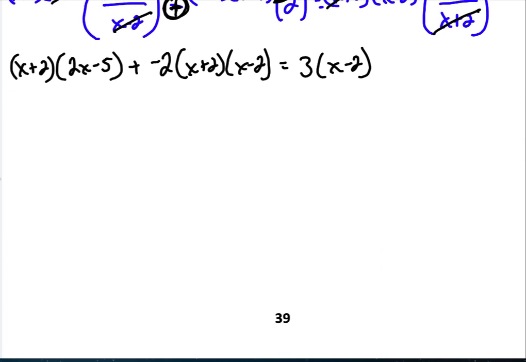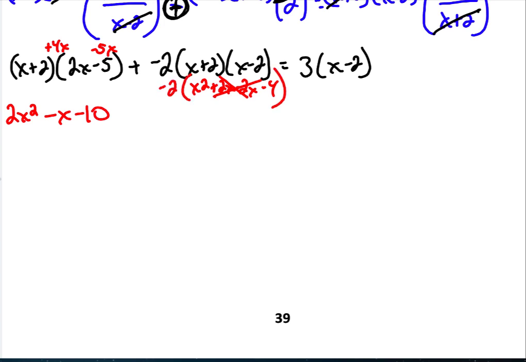So multiplying out the first one, I'm going to get 2x squared. I'm going to get a 4x in the middle, but a minus 5x on the outside. So that's a minus x, minus 10. Here I'm going to get x squared plus 2x minus 2x minus 4. So those middle terms are going to drop out. But then I got to multiply by that negative 2. So that's going to give me minus 2x squared plus 8 is equal to 3 times x minus 2.